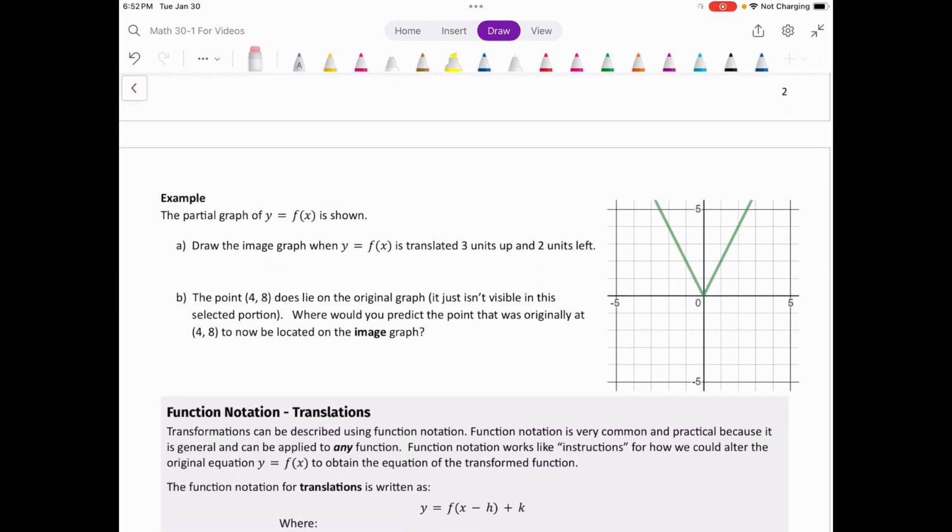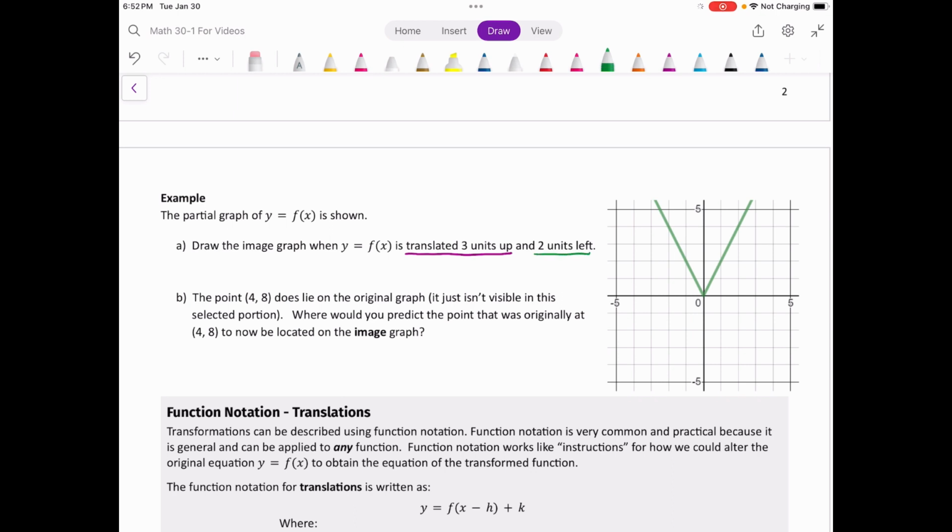So let's look at this example here. It's going to ask us to jump right in and translate this function. The partial graph of y equals f of x is shown. Draw the image graph when y equals f of x is translated 3 units up and 2 units left.